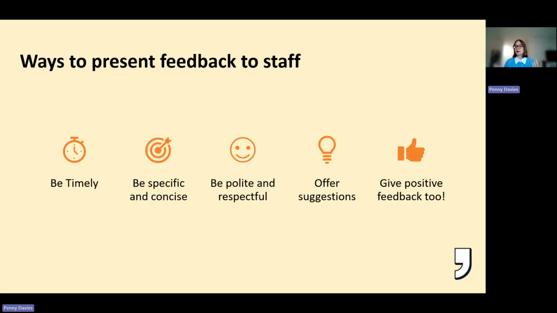Offer suggestions and be part of the solution. As I said earlier, it's a great way to keep your feedback constructive if you show that you want to be part of the solution. And give positive feedback too, and new ideas. Get involved in the process. There's more detail on our website under feedback on the Rep Hub as to how you can present feedback to staff in a diplomatic way. This is just a quick overview that I'm giving you so that you're aware that this advice exists.